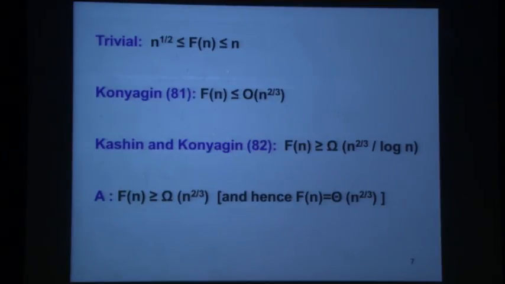Okay. And I want to tell you something about, so I could show that f of n is in fact, up to a constant, the truth is n to the 2/3. So it's between maybe 1/5 n to the 2/3 and 3 times n to the 2/3.